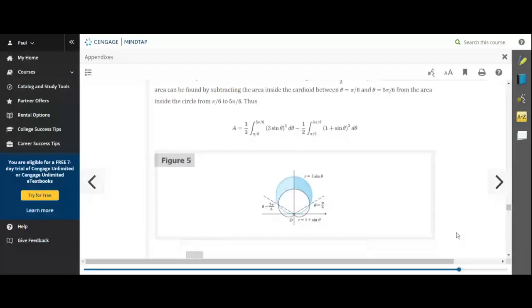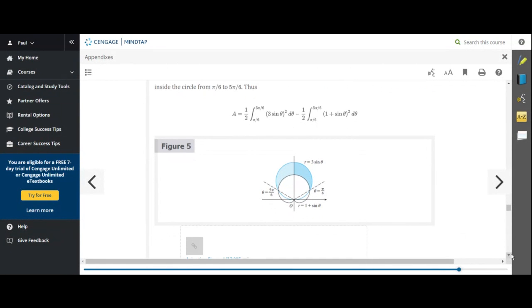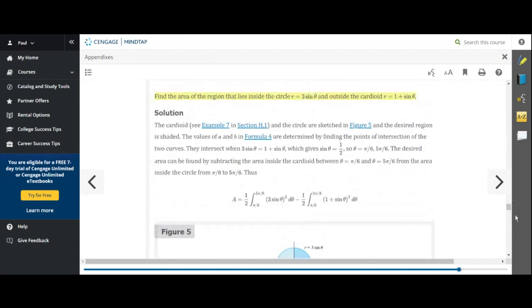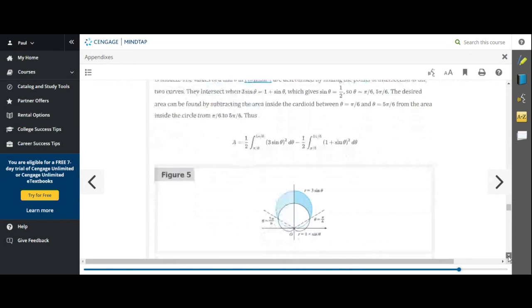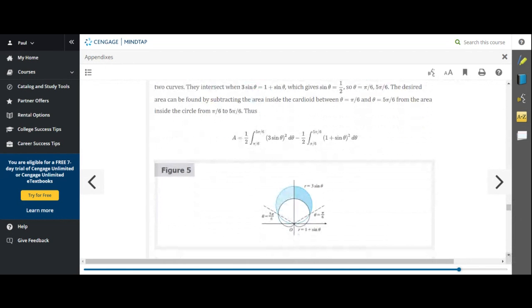I agree. And here's clearly the shaded region that we're looking for. Right here. So the blue area is inside the circle, but it's outside the cardioid. And they're saying that this blue region begins at theta equals pi over 6 and ends at theta equals 5 pi over 6.